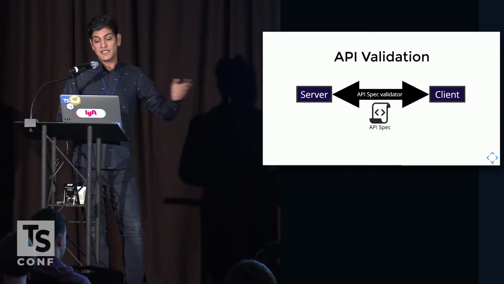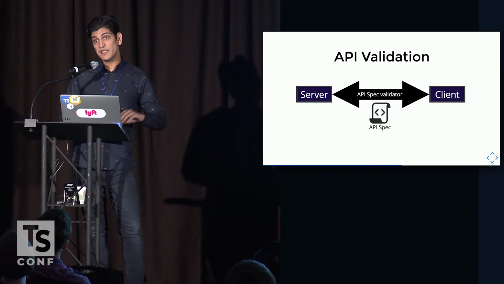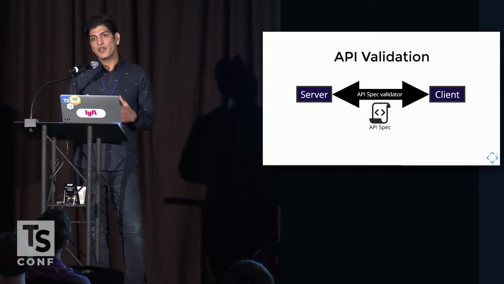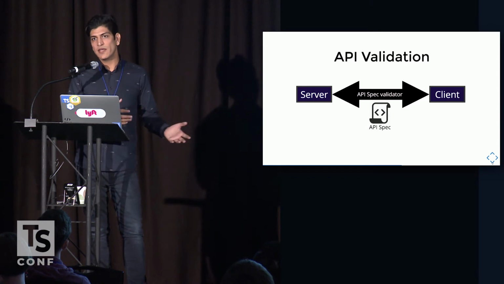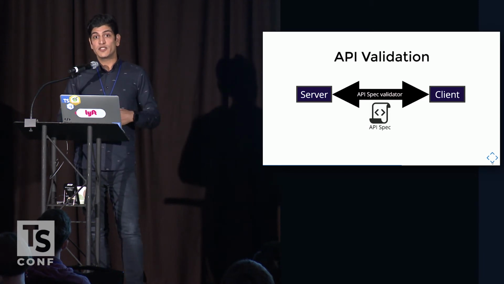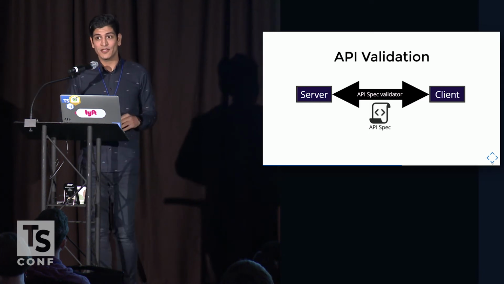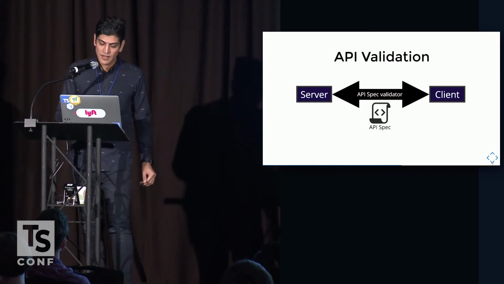And same thing for the server. If the server returns some response that is not conforming to the Swagger spec, in production we can log some error so we can look at it later, or in development we can just throw a 500 and panic, saying oh, your server is not conforming to the API spec.